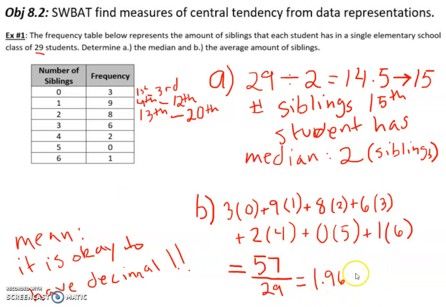But I'm going to round 1.96, which actually rounds to 2.0. So our mean is 2.0. And again, this is a value, so that's siblings. There we found the median, the middlemost amount, and we found the mean, the average amount of a set of data points for the number of siblings that the students in this one elementary school class have.